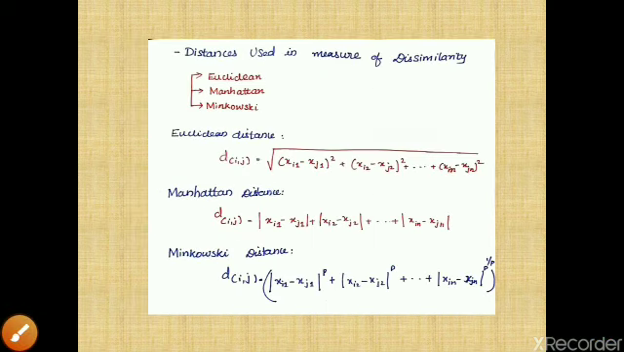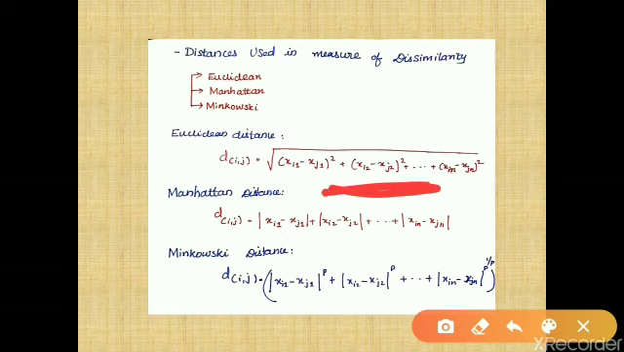Now, while finding the similarity between objects, or how one differs from another cluster, we have to find the dissimilarity. To find the dissimilarity, we use a set of distances. The distance measures used for measuring dissimilarity are Euclidean, Manhattan and Minkowski distance. Euclidean distance we already discussed: d(i,j) = sqrt((xi1 - xj1)^2 + (xi2 - xj2)^2 + ... + (xin - xjn)^2). This is the equation for Euclidean distance.